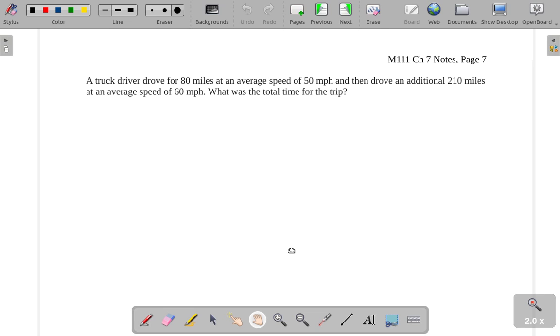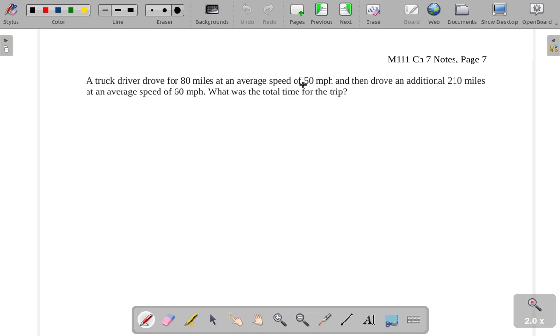Here's another example of a uniform motion problem. A truck driver drove for 80 miles with an average speed of 50 miles per hour, and then drove an additional 210 miles at an average speed of 60 miles per hour. What was the total time of the trip?